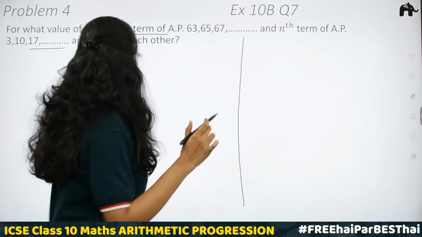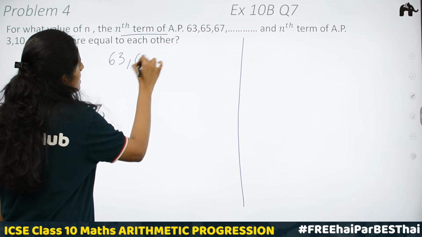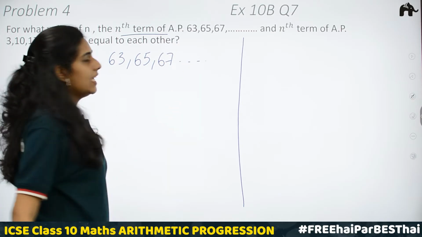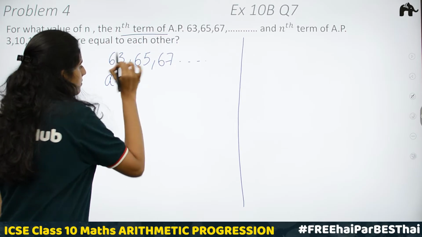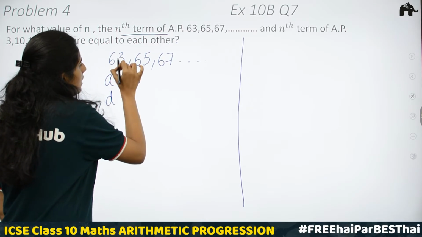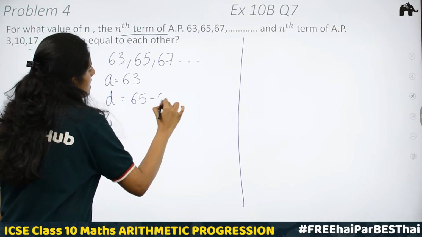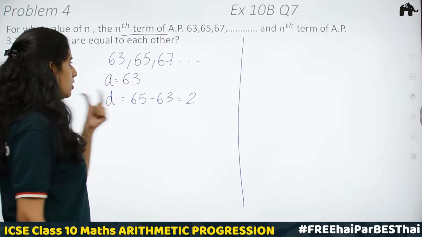What is the first AP? In the first AP we have terms 63, 65, then 67 etc. Here what is the first term? A is equal to 63. Common difference D. D is equal to second term minus first term, 65 minus 63, which is equal to 2. We got the first term and the common difference.